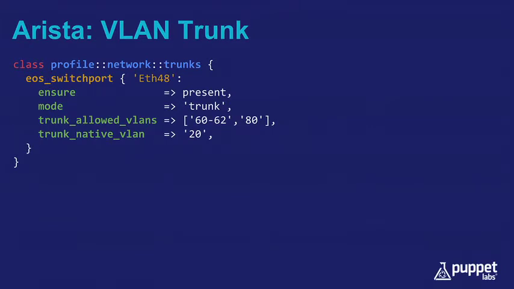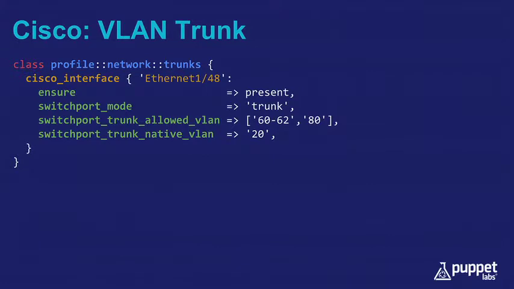So moving on a little bit more network-centric, we're going to show you a few different ways to do VLAN trunks. So here with Arista, we're choosing one of the switch ports, in this case Ethernet 48. We're setting that mode to trunk, and we're passing in a range of VLANs that we want to trunk, as well as some static ones.